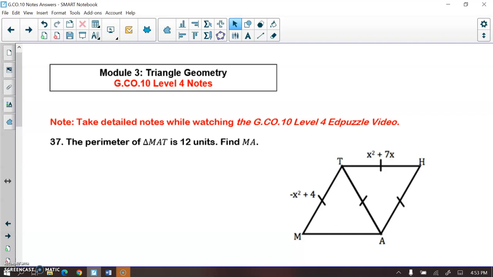All right, so I have the perimeter of MAT is 12 units. So that's this triangle here. I know that this side is congruent to this side, so I'm going to set those two equal to each other.